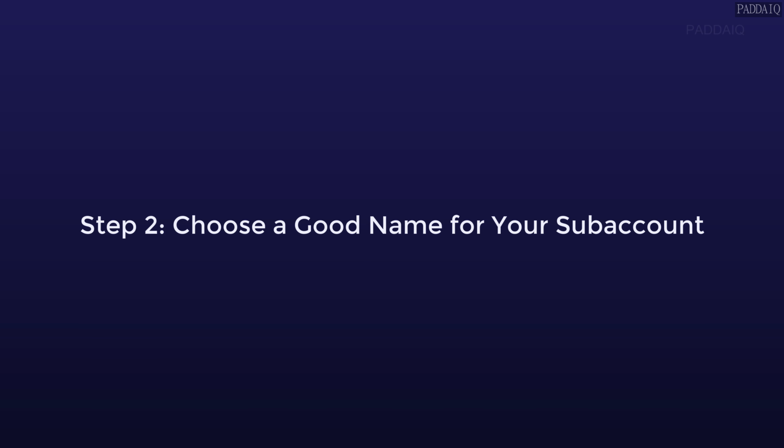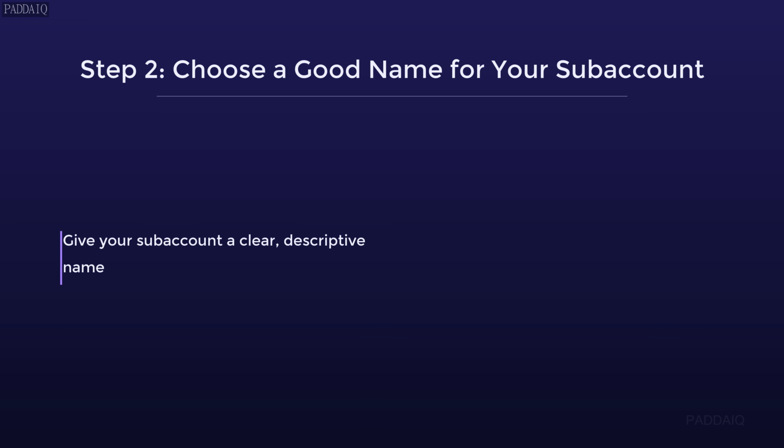Step 2. Choose a good name for your sub-account. Give your sub-account a clear, descriptive name. This means choosing a name that instantly tells you its purpose, like US Production Finance for a financial system in the United States. A good name helps your team quickly identify and manage the correct environment, saving time and preventing errors. Always select a name that clearly communicates its role.